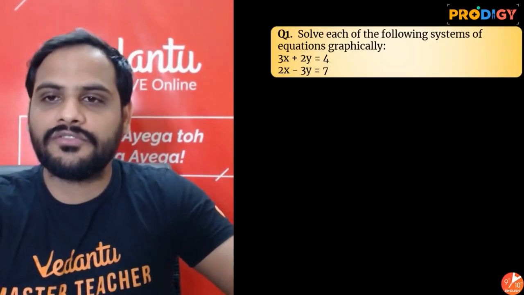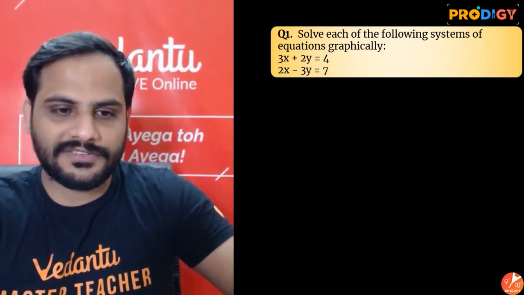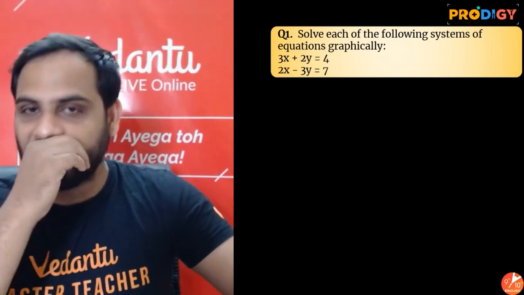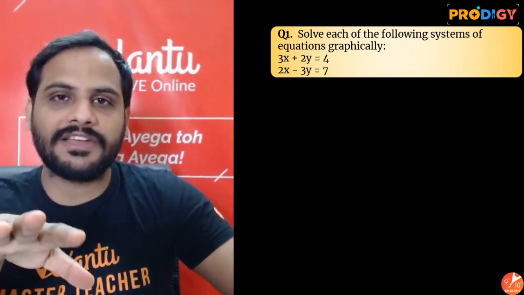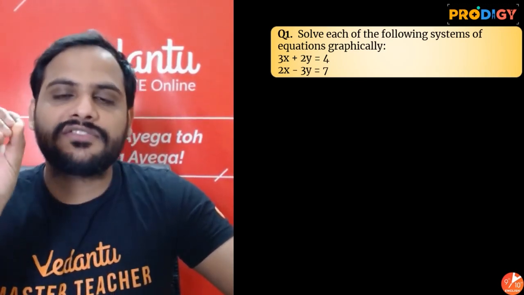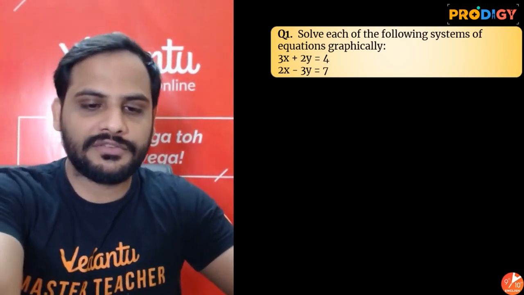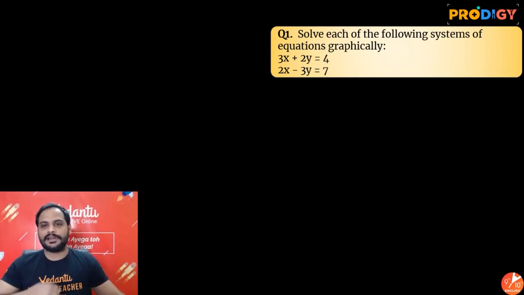The first question: solve each of the following systems of equations. That means the pair of equations has to be solved graphically. Solving a pair of equations graphically means I have to find the solution of the pair. All right, let us find it out.